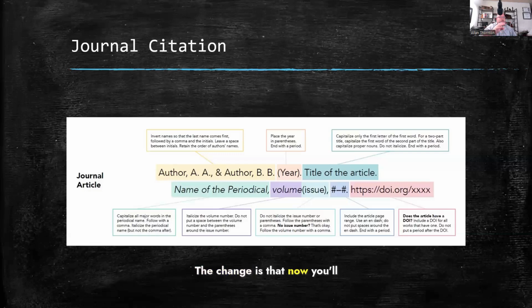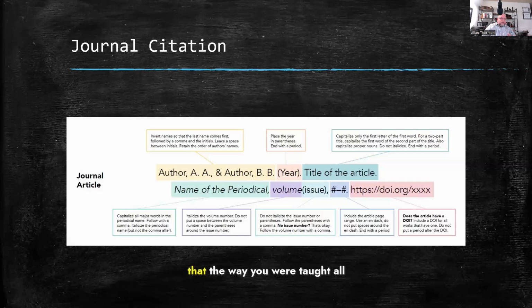The change is that now you'll have the title of an article plus the name of the periodical. In the title of the article, you're going to use all the same conventions except for one. You will not italicize the title of the article. You're still going to use a capital letter for the first word and any proper nouns that follow it, but you do not italicize the name of the article. When you step down to put the name of the periodical that it came out of, then you'll begin to use italics. And you're going to capitalize all major words in the periodical name.